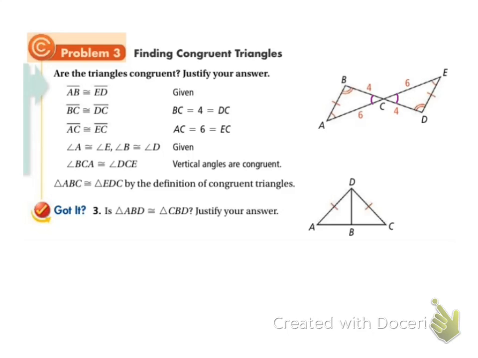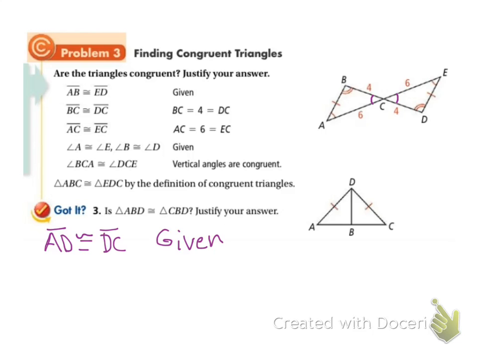Okay, here's our got it problem. So is triangle ABD congruent to triangle CBD? Justify your answer. So I know that AD is congruent to DC because that's given, it was marked.